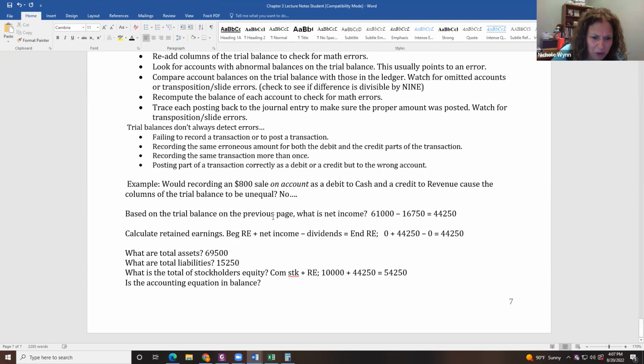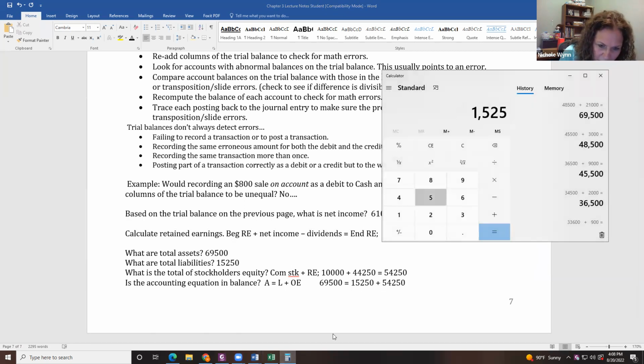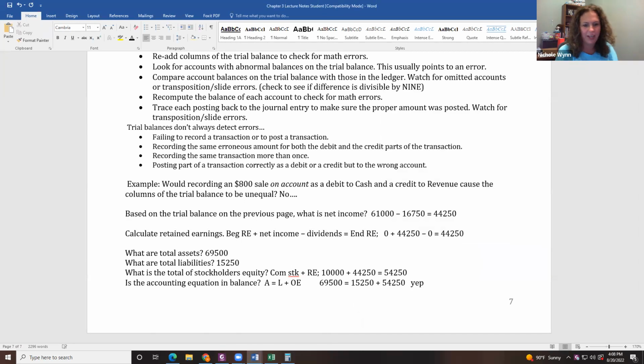Okay, so remember that we do the financial statements in this order. We start with the income statement and we got net income of 44,250. Then we do the statement of retained earnings and we got 44,250 again because we had no beginning and we had no dividends. And then we do the balance sheet. So the balance sheet would show assets equals liabilities plus owner's equity. And so assets are 69,500 equals 15,250 plus 54,250 is the accounting equation in balance. I don't know. 15,250 and 54,250, 69,500. Yep, it is in balance.